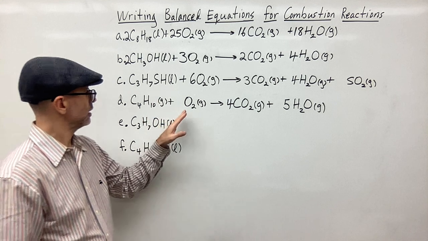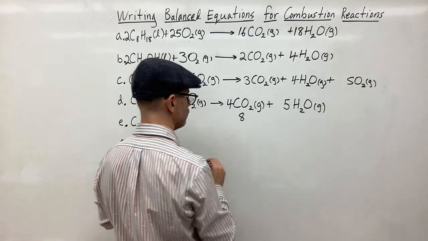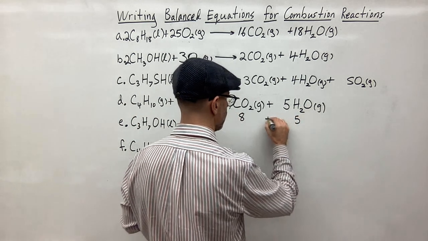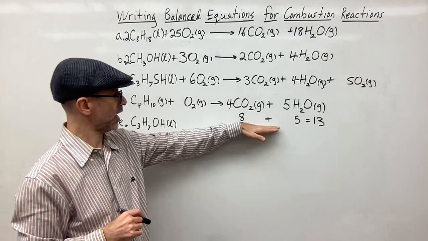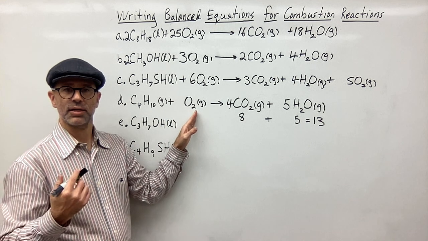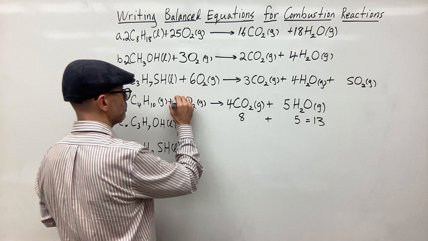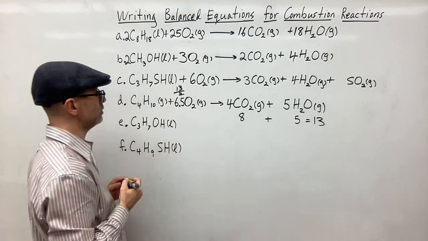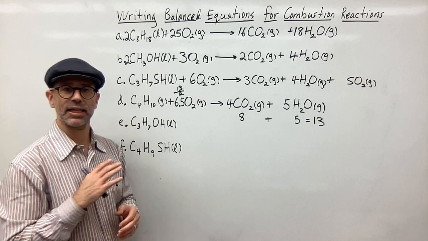Now I have oxygen. So I have 2 here. 4 times 2 gives me 8 oxygens from the carbon dioxide. 5 times 1 gives me 5 from the water. 8 plus 5 gives me 13 oxygens total on this side. So what times 2 gives me 13? That would be 6.5, or 13 halves. So now the equation is balanced, but of course I can't keep the fraction.